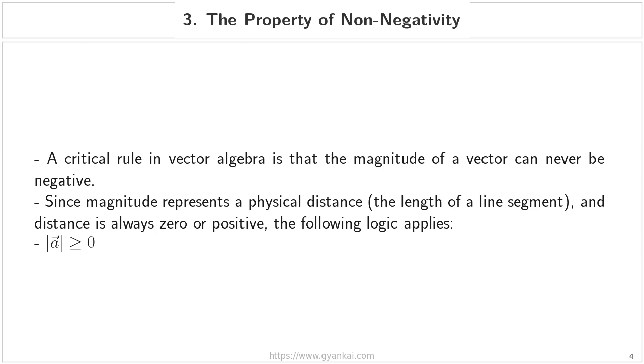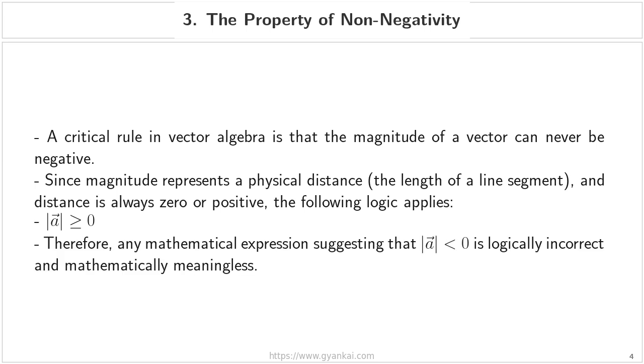Mathematically, we express this as the magnitude of a vector a, written as the absolute value of a, is greater than or equal to 0. Because of this, if you ever encounter a mathematical expression suggesting that the magnitude of a is less than 0, you can immediately recognize that it is logically incorrect and mathematically meaningless. It simply cannot happen in our coordinate system.